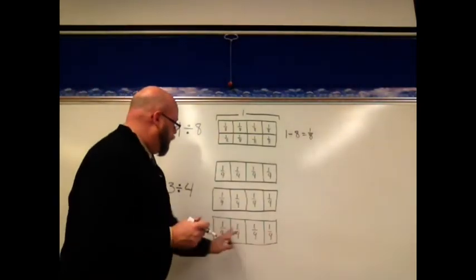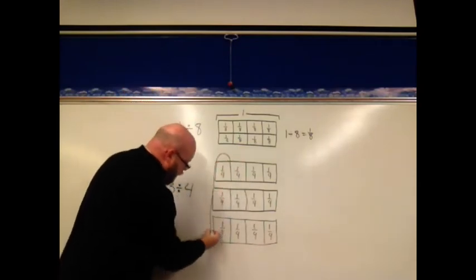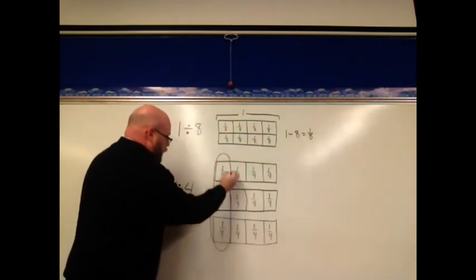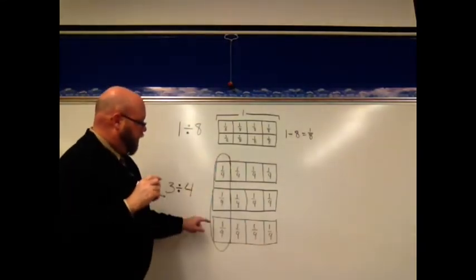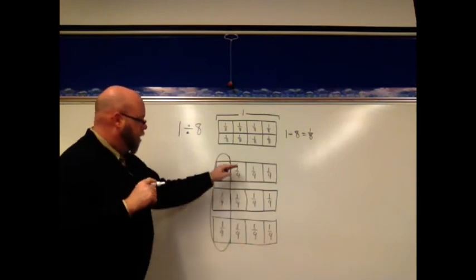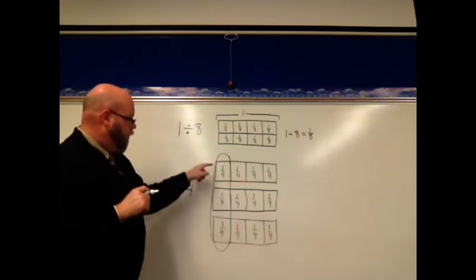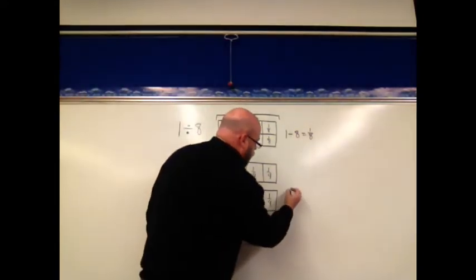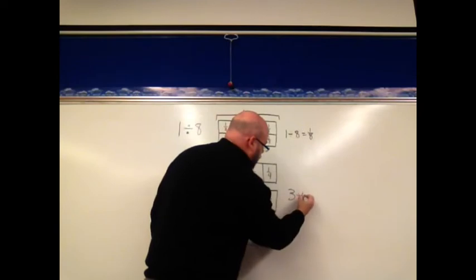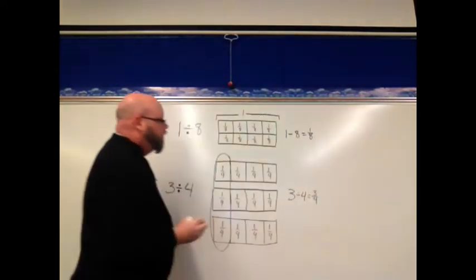So 3 divided by 4, well, right here I see there's 3 groups, each divided by 4. 1, 2, 3. My answer is going to be 3/4. 3 divided by 4 equals 3/4.